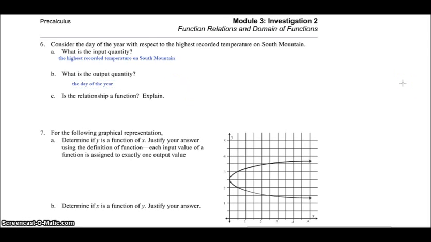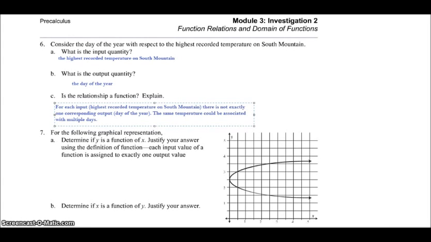Now, is the relationship a function? So for each highest recorded temperature on South Mountain, is there exactly one corresponding day of the year? Give me any highest recorded temperature, say 72 degrees. Now, if I know 72 degrees is the highest recorded temperature of the day, do I necessarily know which day it was? No. Multiple days could have had the highest temperature of 72 degrees. So this relationship does not define a function.